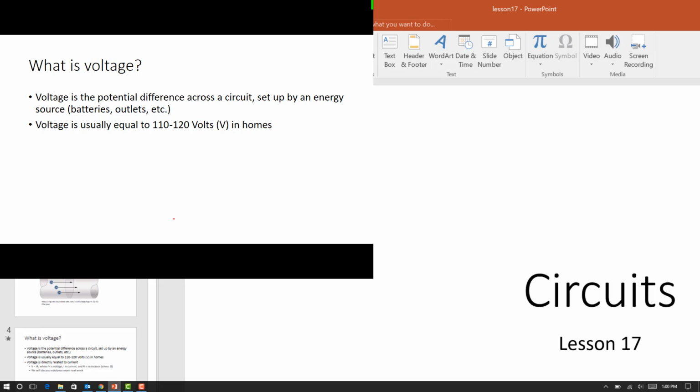So voltage inside of homes is usually equal to 110 to 120 volts. A typical outlet should be somewhere around that, a 110 to 120 volt, which means that the potential difference set up by the power source for that outlet is 120 volts. That is the potential difference between the positive terminal and the negative terminal, or the positive node and the negative node. This will all start to make more sense next week when we talk about circuits in more detail.